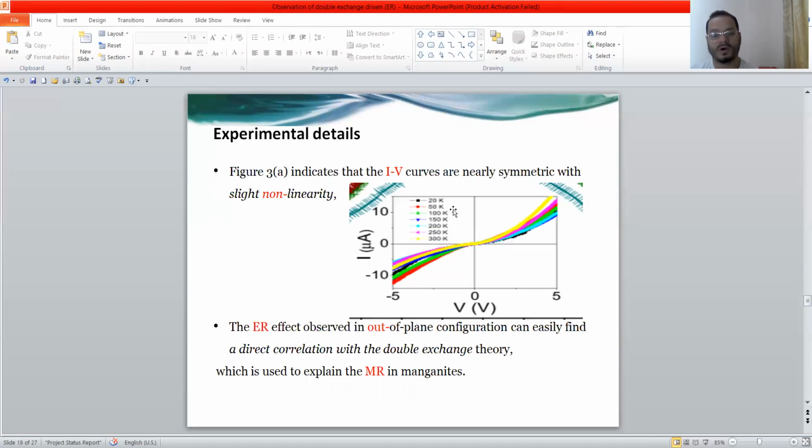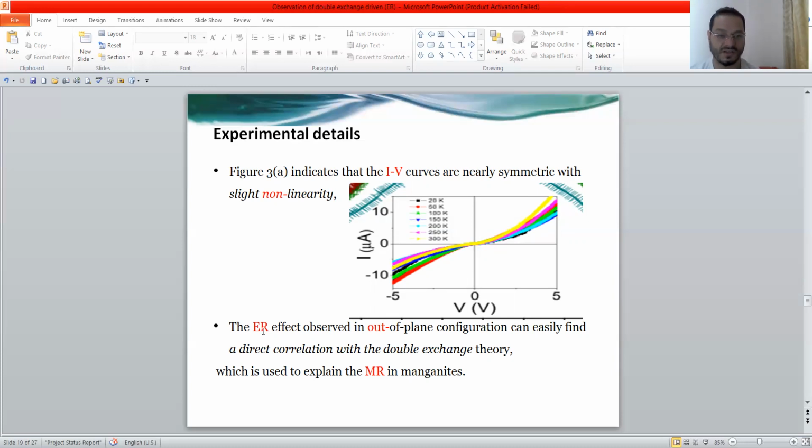Here, let's take a look at the IV curve in the out-of-plane configuration. It indicates that the current-voltage curves are nearly symmetric with a slight non-linearity. This behavior is different from the in-plane configuration. Here it is not linear at all, which means we're not dealing with ohmic contact.